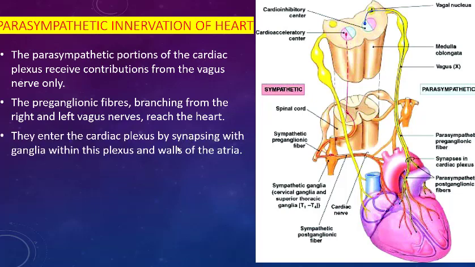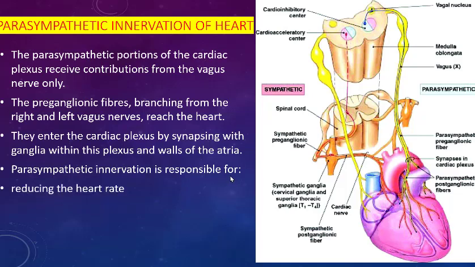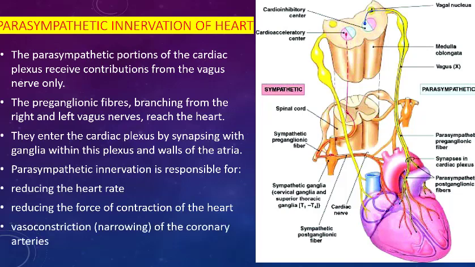They enter the cardiac plexus by synapsing with the ganglia within the plexus and wall of the atria. Here is the cardiac plexus, and they make synapses here and then enter the atria. Parasympathetic innervation is responsible for reducing the heart rate, reducing the force of contraction of the heart, and vasoconstriction, narrowing of the coronary arteries.